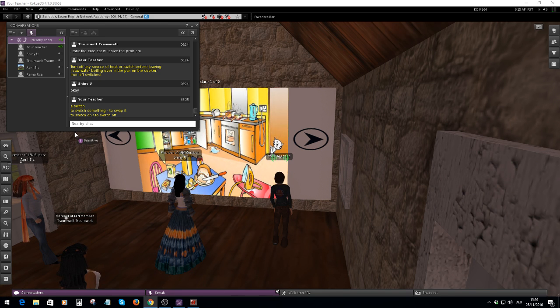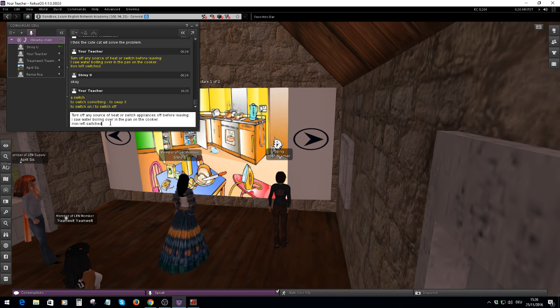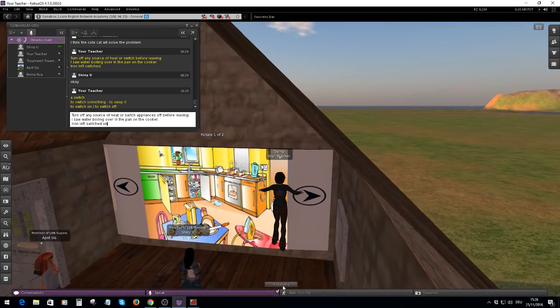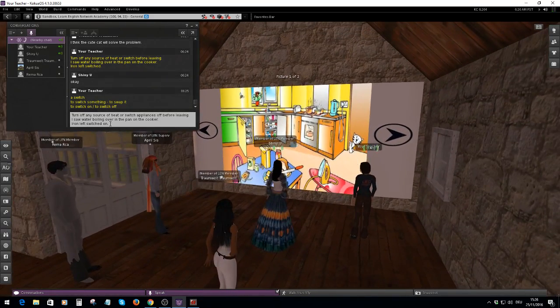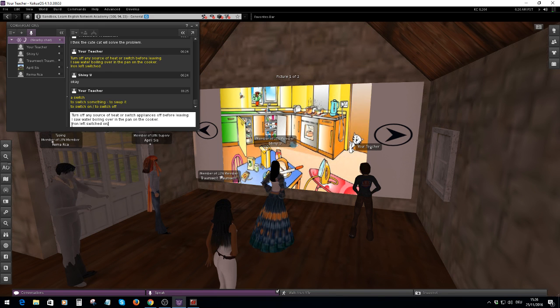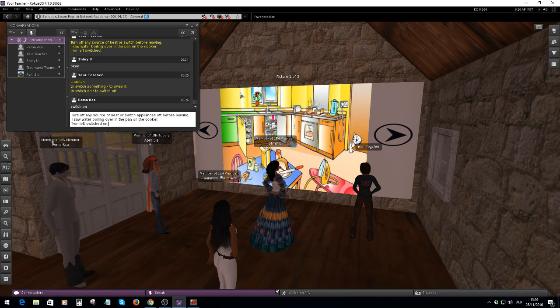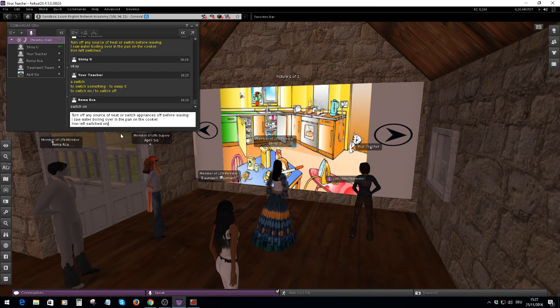Then you put, I saw water boiling over in the pan on the cooker. That's very good. But then you said iron left switched. Iron left switched what? I just want to include every possible electrical appliance. Iron left switched would mean the iron had been switched with something else and then left there. So again, you need the preposition. Which did you want, on or off? Off. On. So is the iron hot or not? I hope it's not hot.